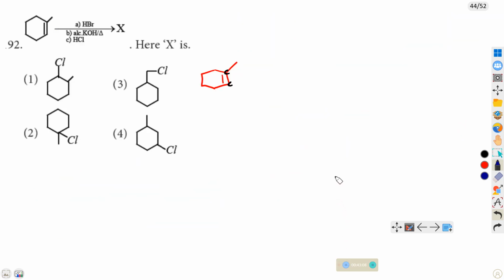Identify X in the following reaction. Reaction with HBr follows Markovnikov's rule. Add hydrogen to the unsaturated carbon which contains more number of hydrogens. So then you will get a compound like this, with bromine. Then alcoholic KOH, dehydrohalogenation takes place.